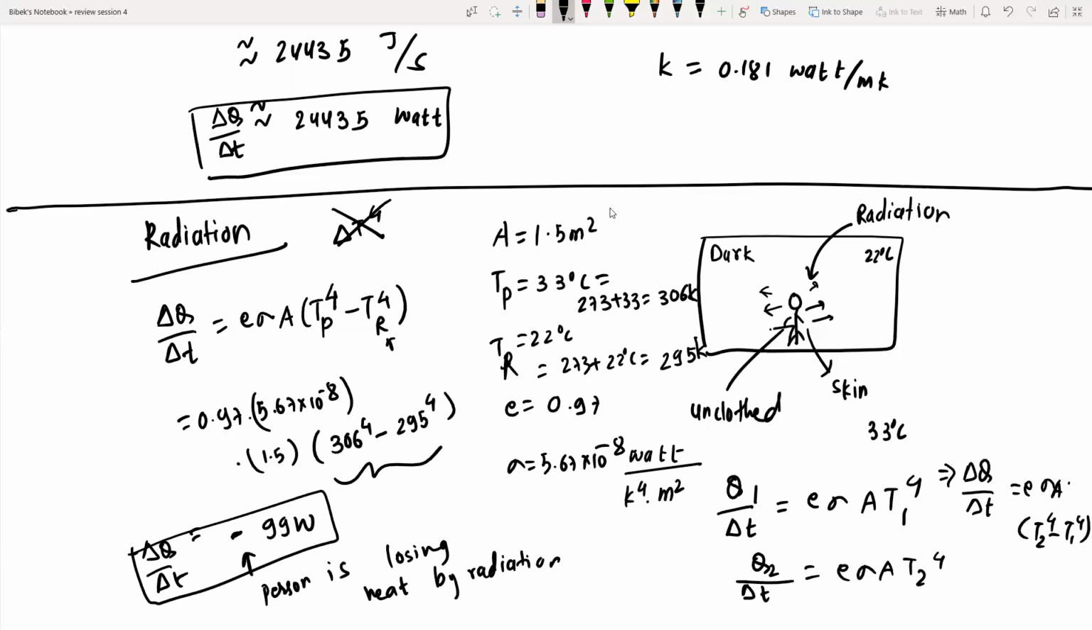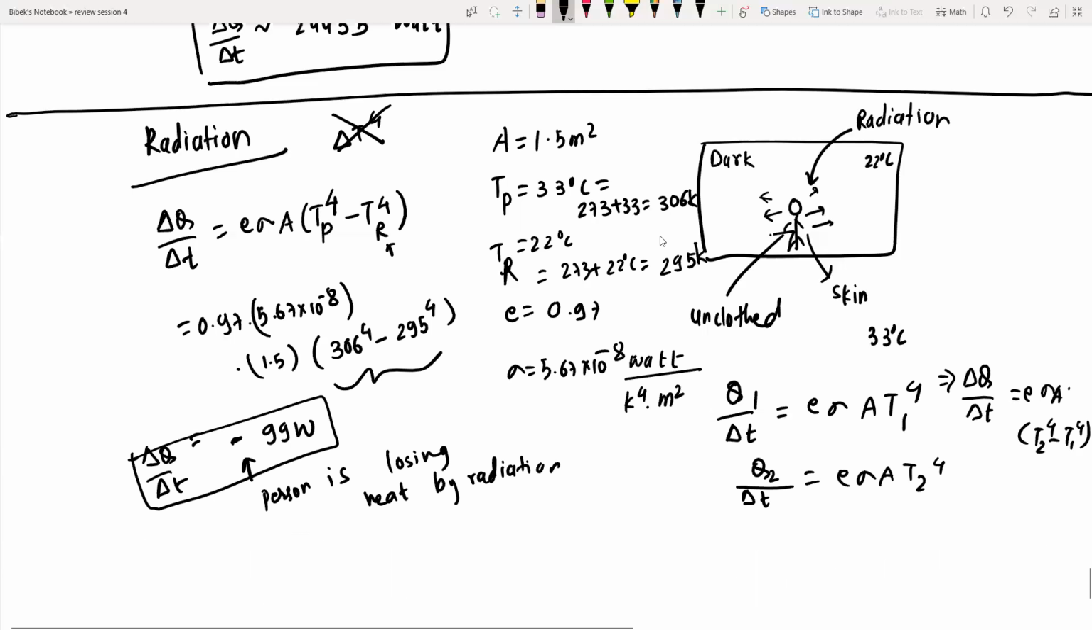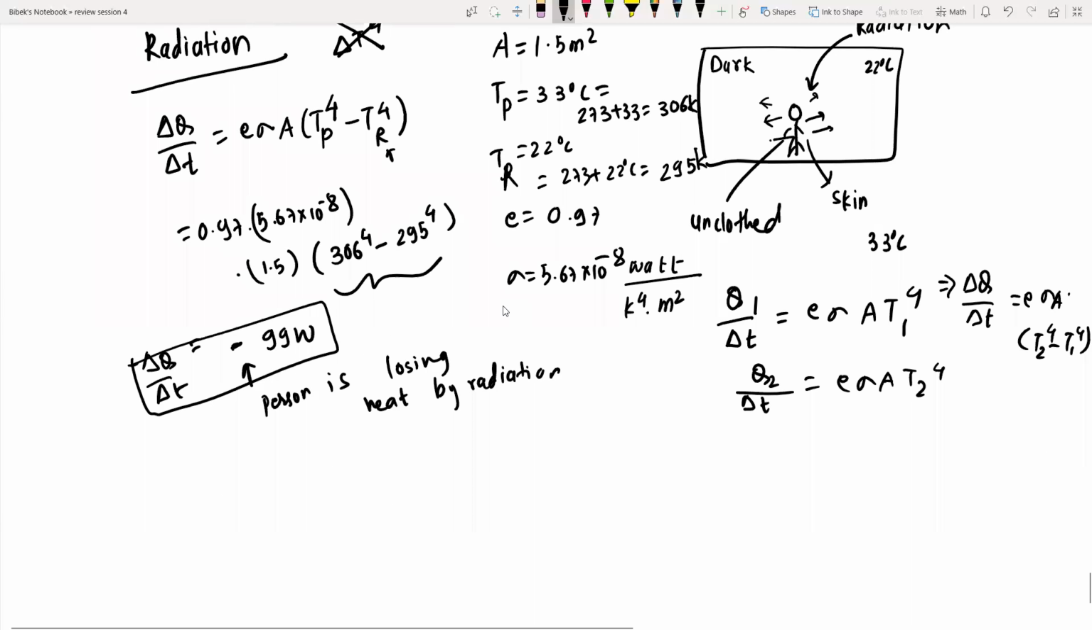So, do you have any question in this problem? For this one, if you were instead given not the temperature of the person and the dark room, but if you were given the temperature of the person, you know, like before and after, would then that be a situation where you would do delta T? Because I think I was confused why you said it wasn't delta T for this one.